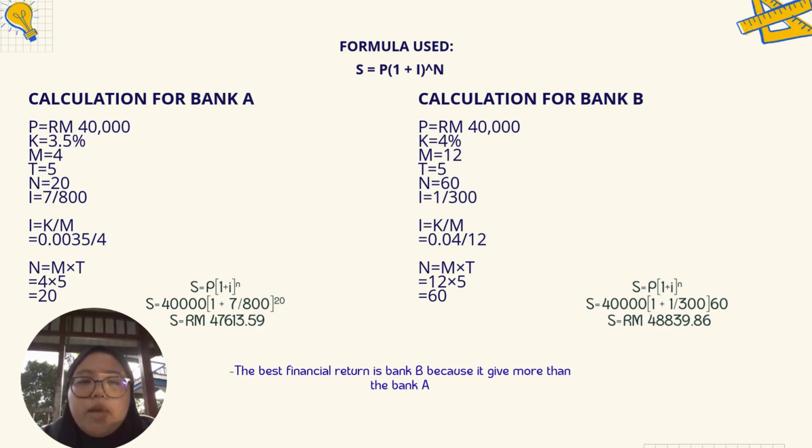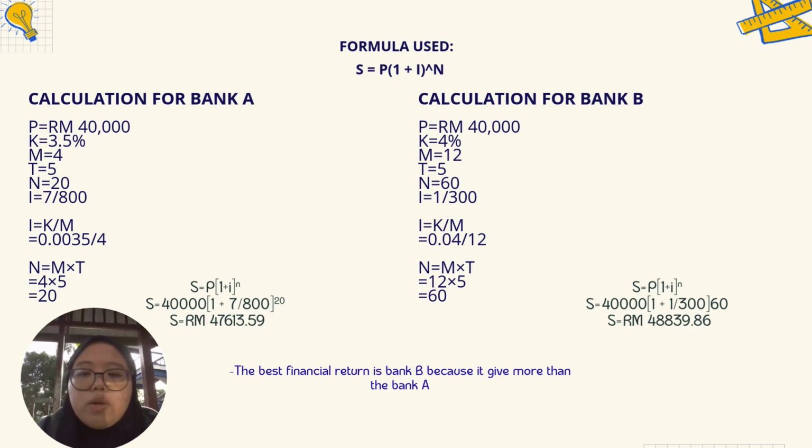So using the formula S equals P(1 + i) to the power of n, 40,000 times (1 + 1/300) to the power of 60, and we will get S equals RM48,839.86. Based on both banks, we can conclude that the best financial return is bank B because it gives more than bank A. That's all for question 1. Thank you.